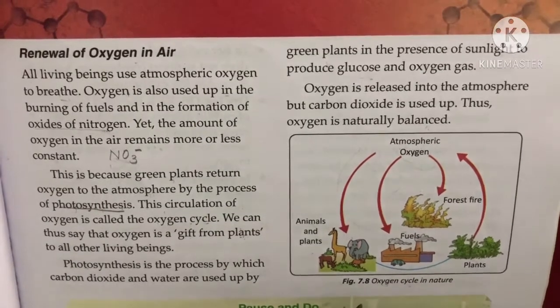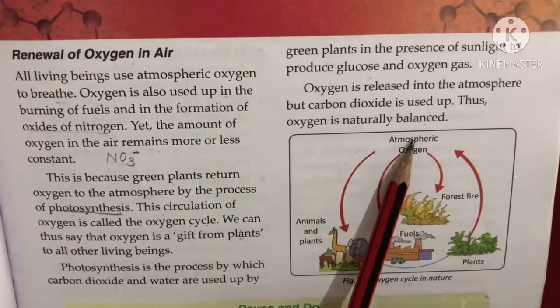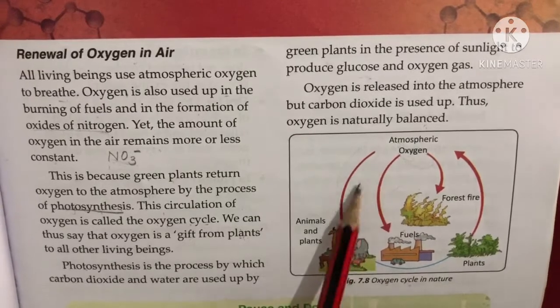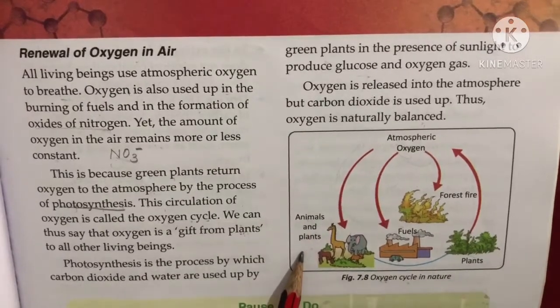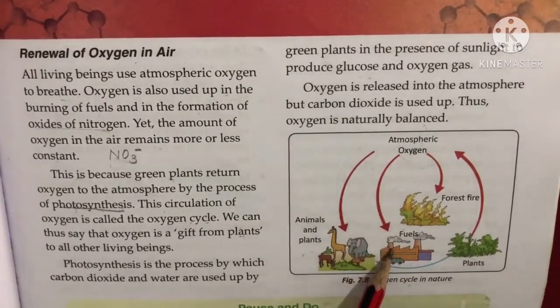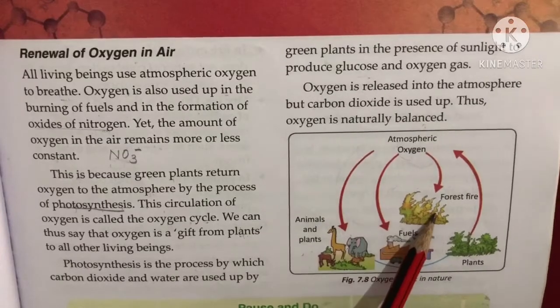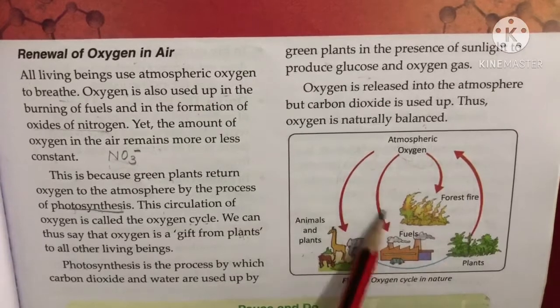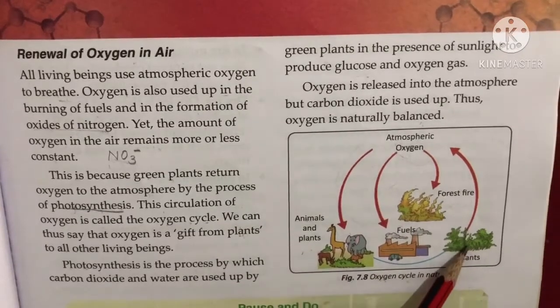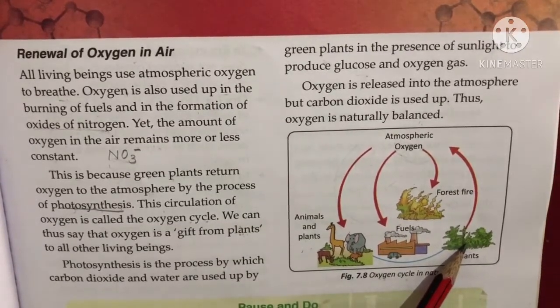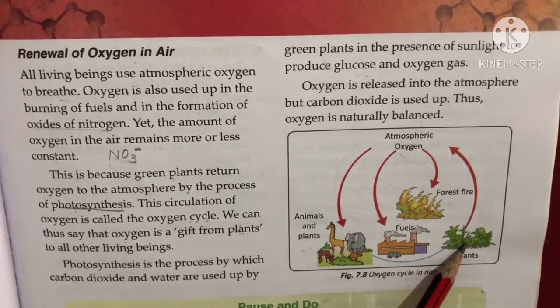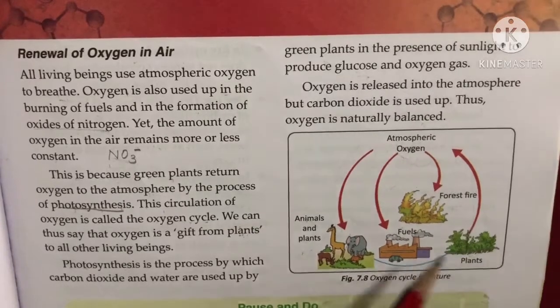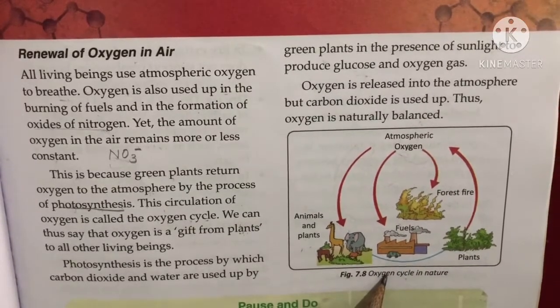Look at this diagram. Here atmospheric oxygen is used by the animals and plants for their breathing. Then this oxygen is also used for fuels and for forest fires. But we get this oxygen from the plants, because plants use carbon dioxide and they release oxygen that we inhale. So this is the cycle called the oxygen cycle.